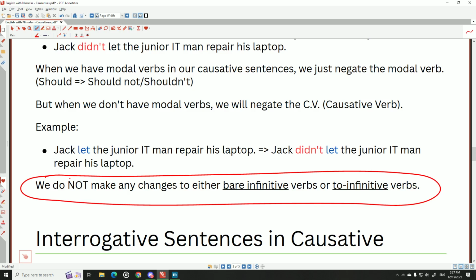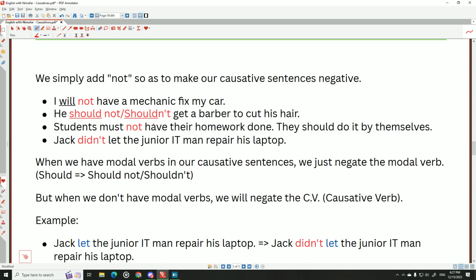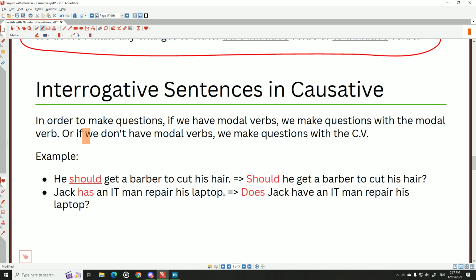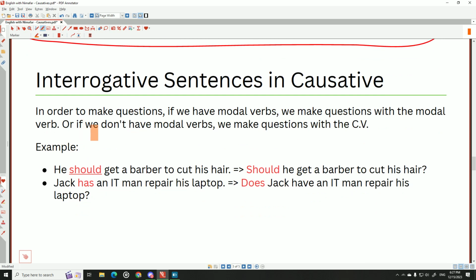No changes. Let me tell you, there's kind of a trick. The first verb you see. In this case, number one, the first verb is will, so I will make it negative. He should, I will make it negative. Students must, so negative. Jack let, so didn't let. As simple as that. The first verb you see. In simpler words, something like this.